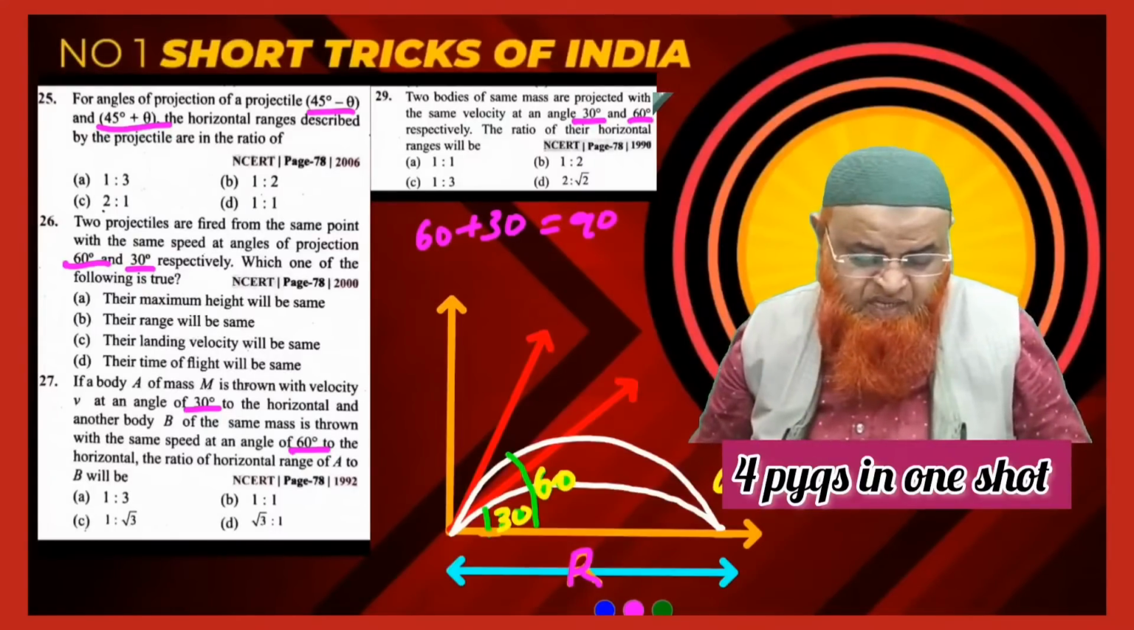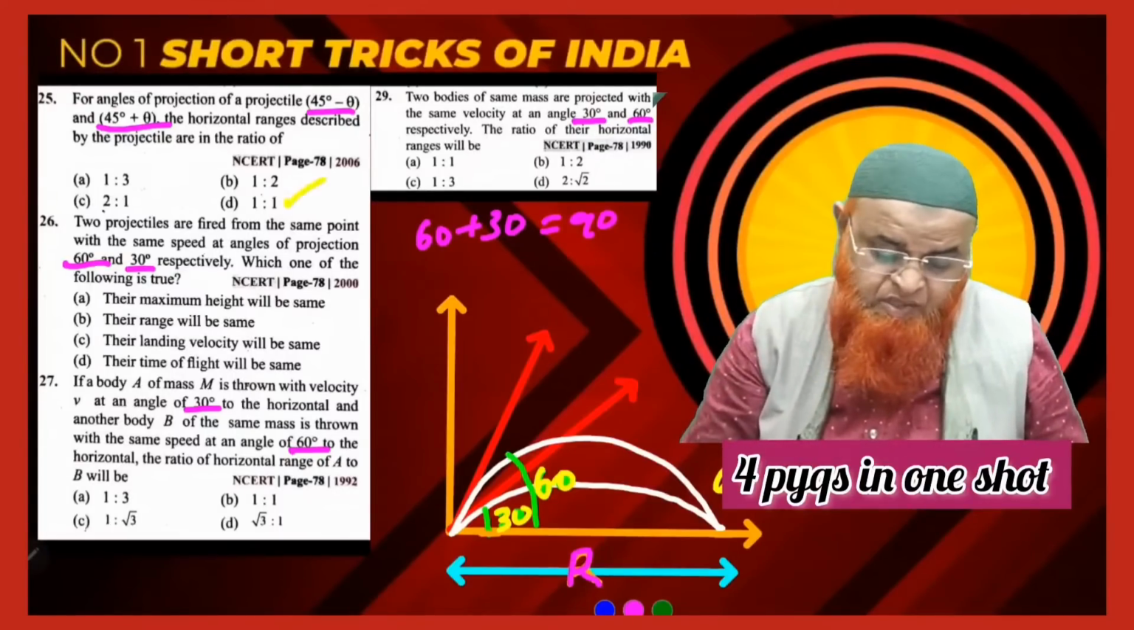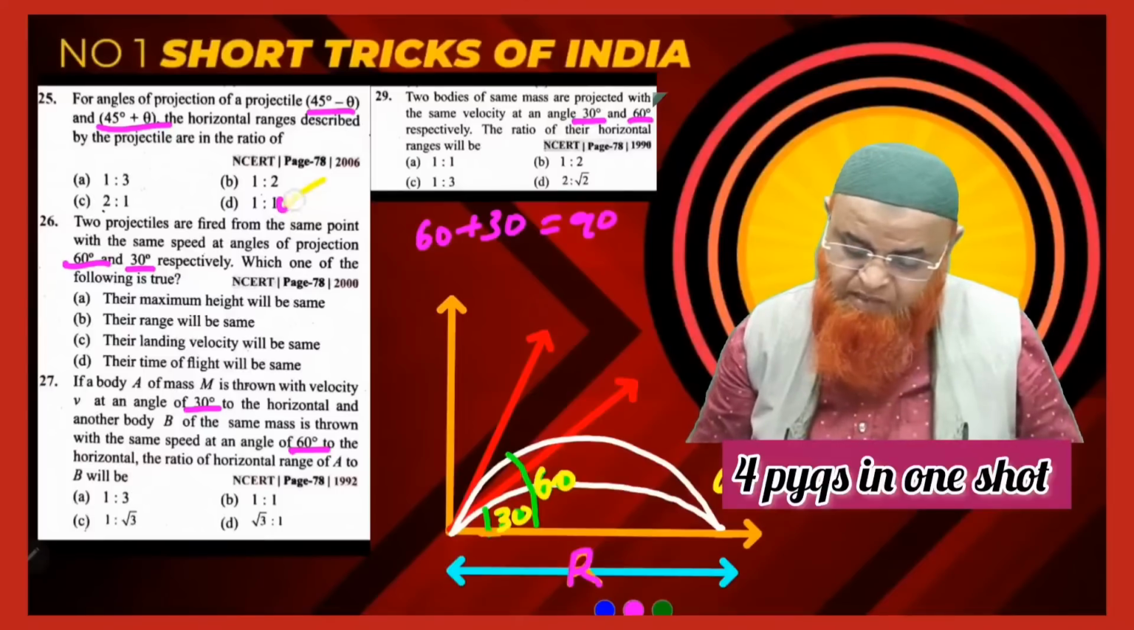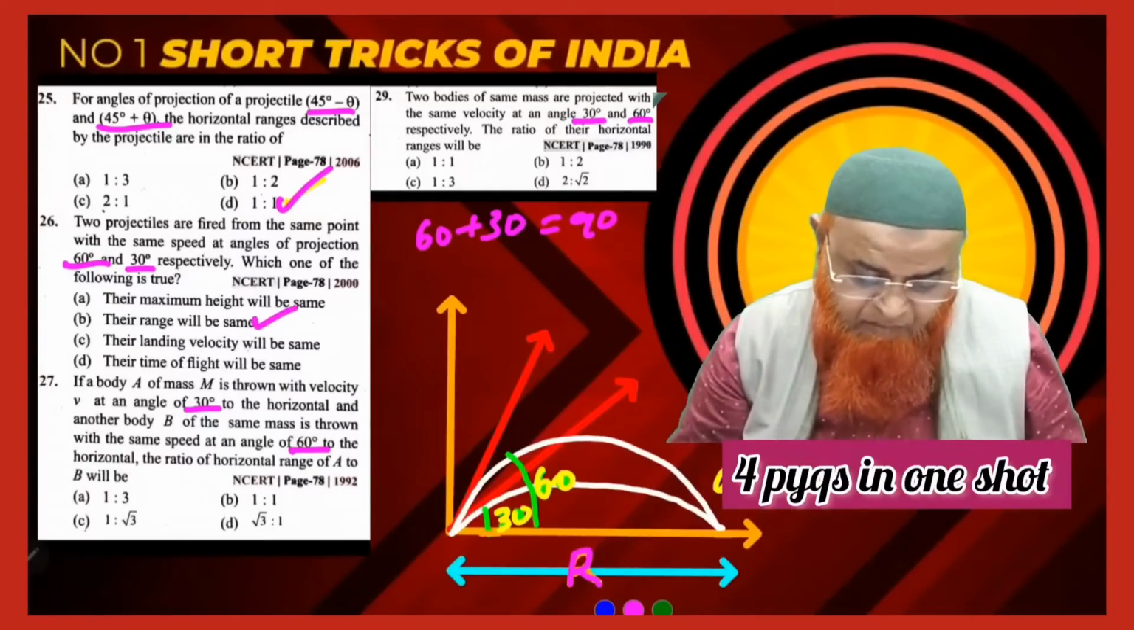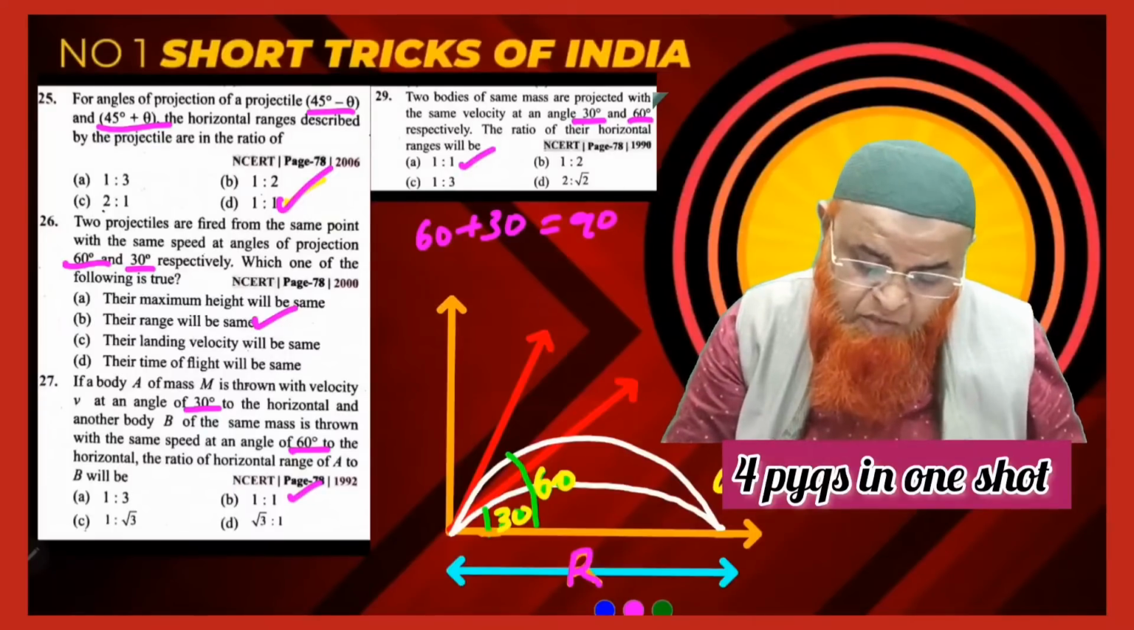So in all these cases, the answer is 1:1. In the first problem, 1:1. In the second problem, the range will be the same. In the third problem also 1:1. In the fourth problem also 1:1.